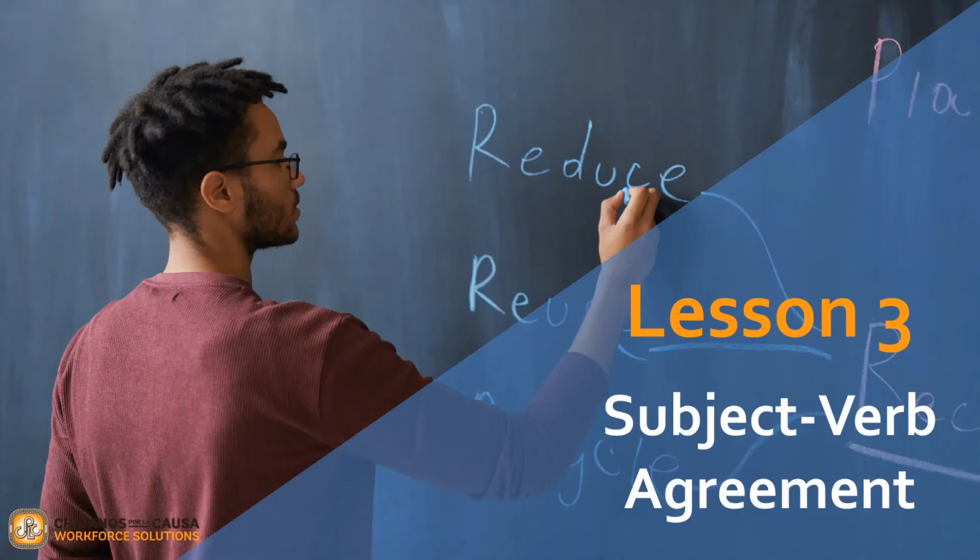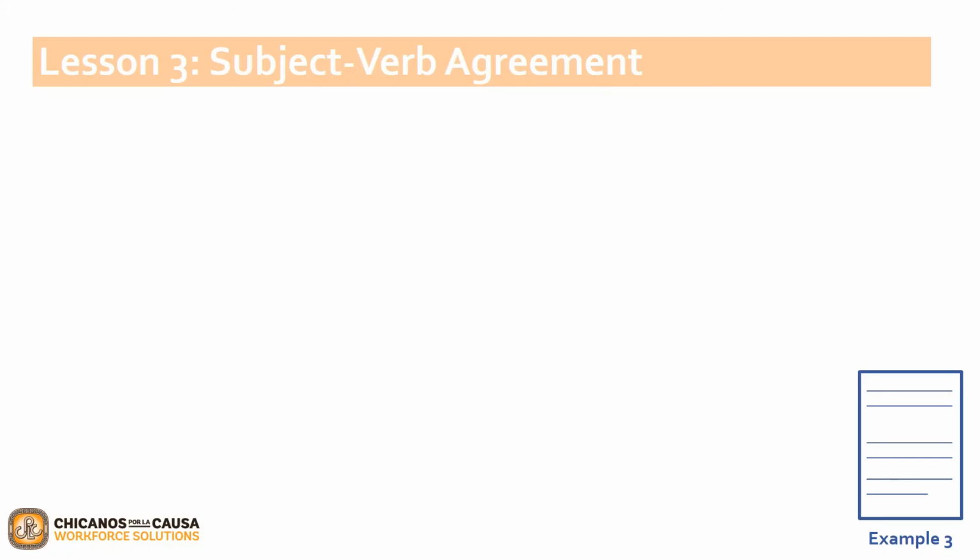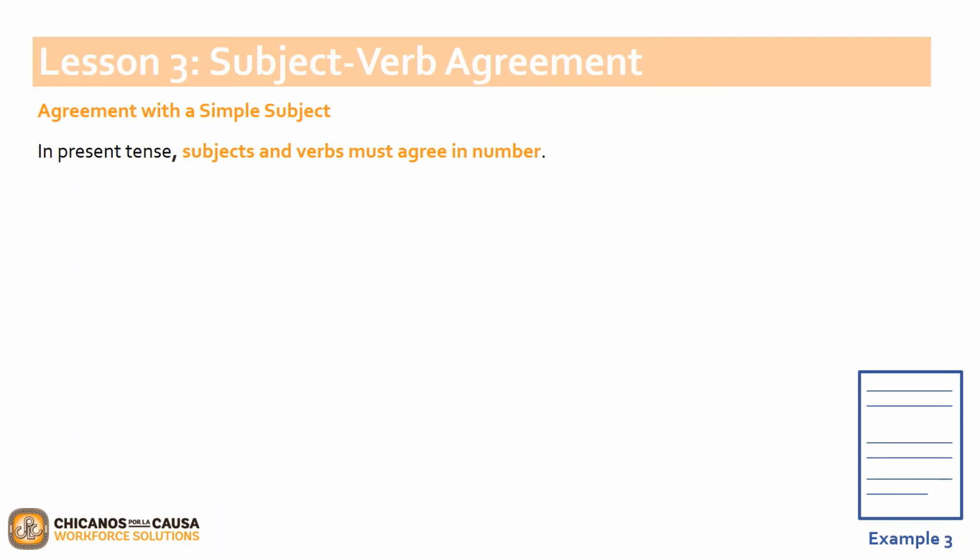We're now moving on to Lesson 3, Subject-Verb Agreement. Agreement with a simple subject. In present tense, subjects and verbs must agree in number. To understand the basics of subject-verb agreement, view the chart below.